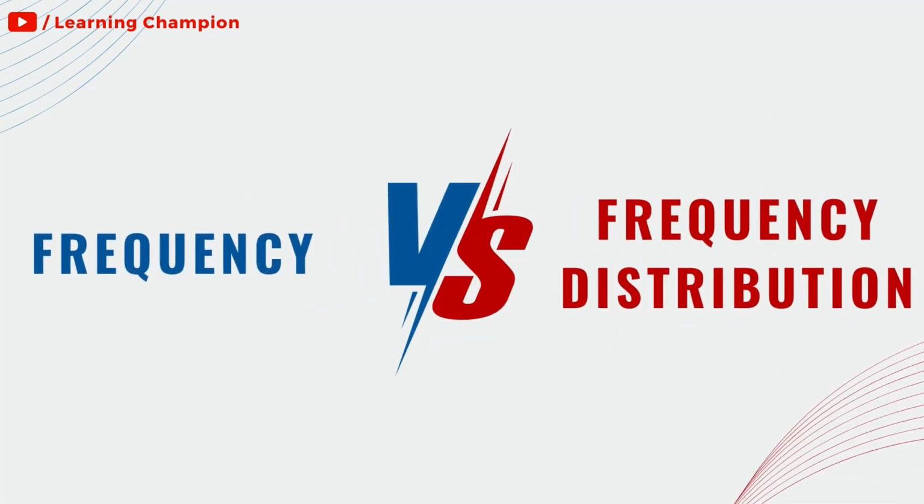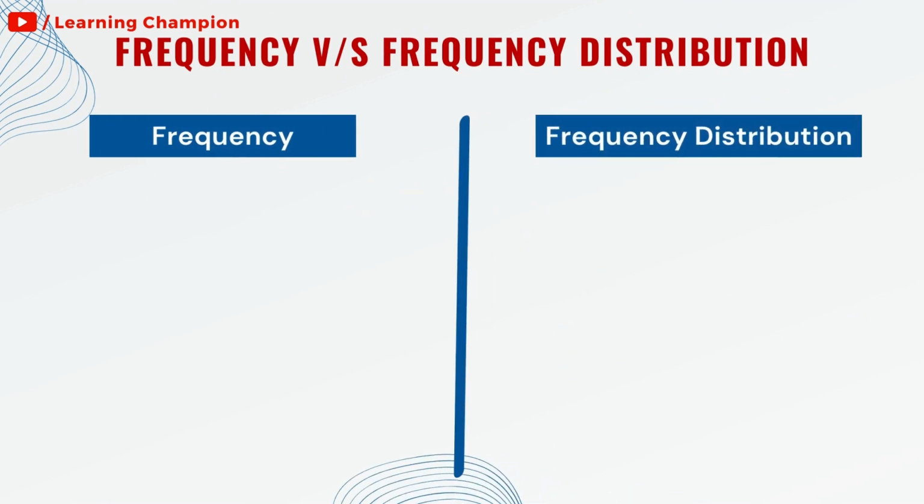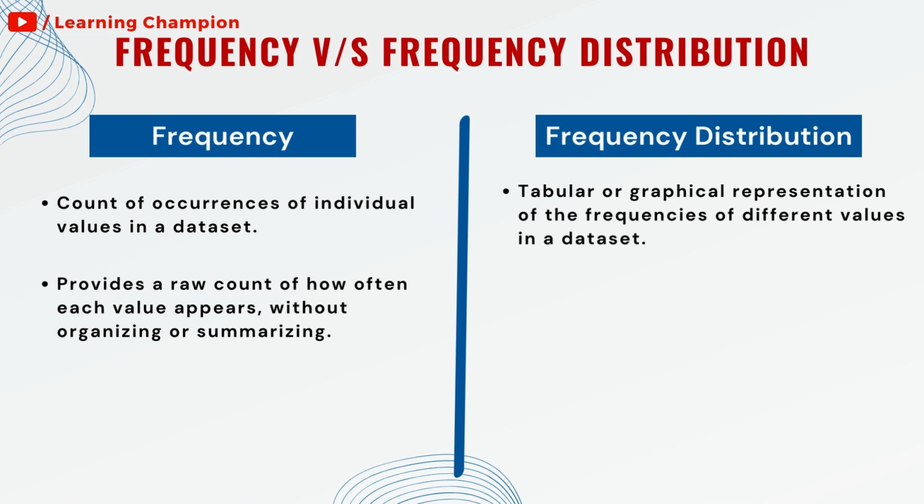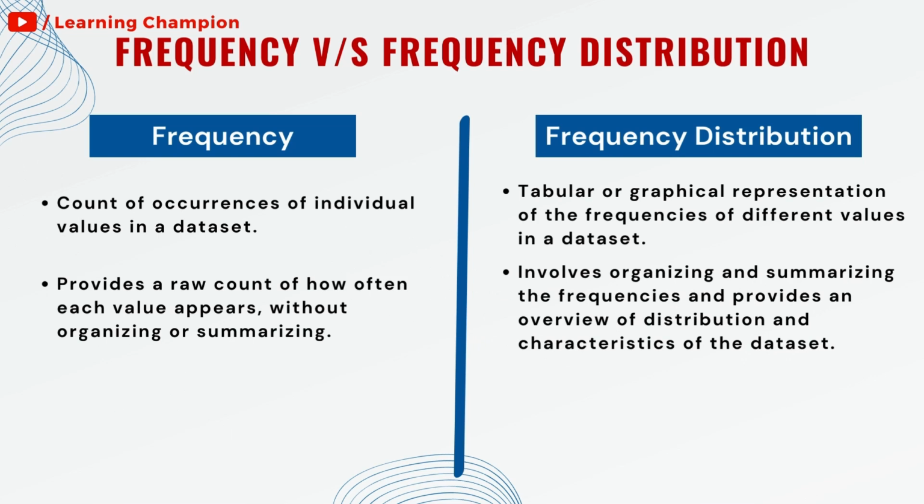Now, before we move on to the types of frequency, let's see the difference between frequency and frequency distribution. In statistics, both are related concepts, but they have different meanings. While frequency refers to the count of occurrences of individual values in a dataset, frequency distribution, on the other hand, is a tabular or graphical representation of the frequencies of different values in a dataset. Frequency provides a raw count of how often each value appears without organizing or summarizing the data further. But frequency distribution involves organizing and summarizing the frequencies of different values in a dataset and providing a comprehensive overview of distribution pattern, shape, and characteristics of the dataset.